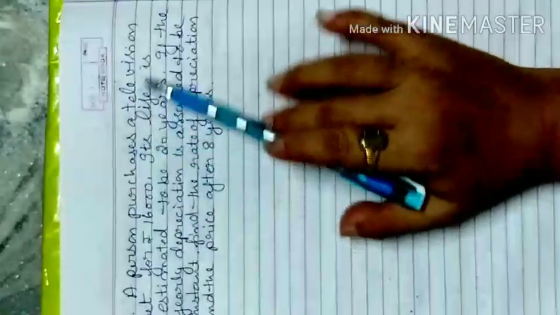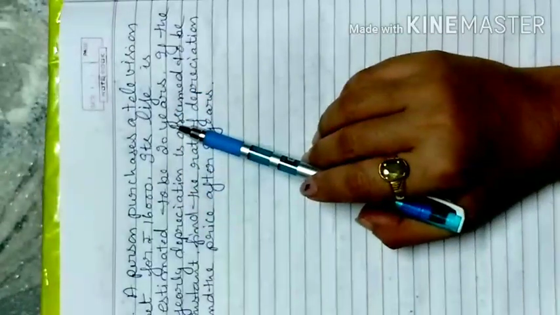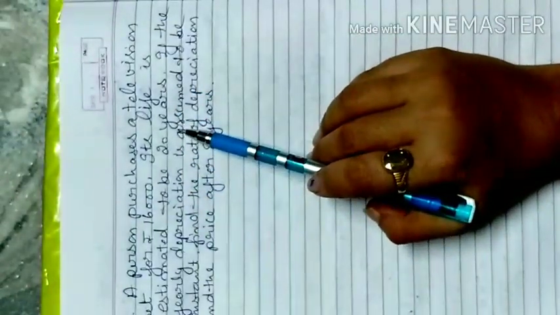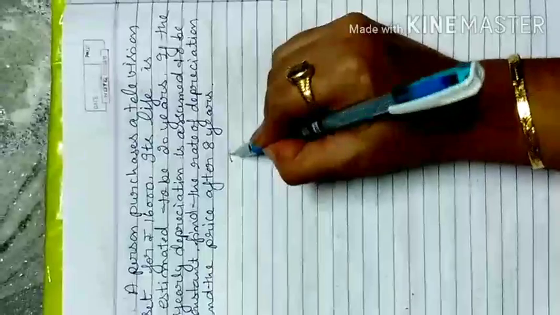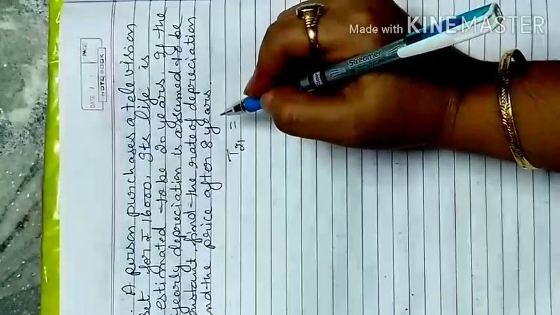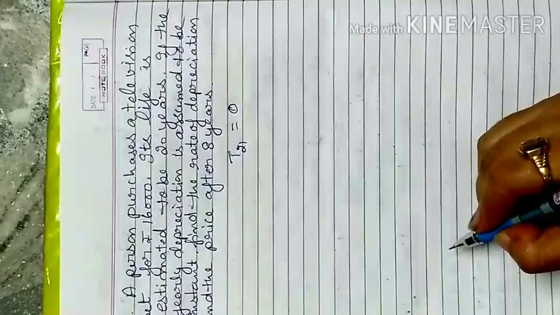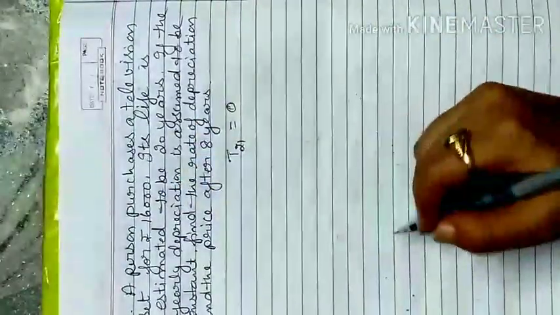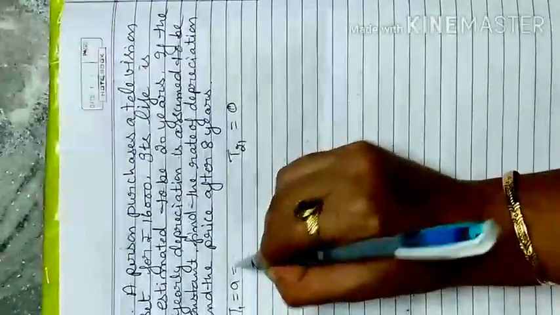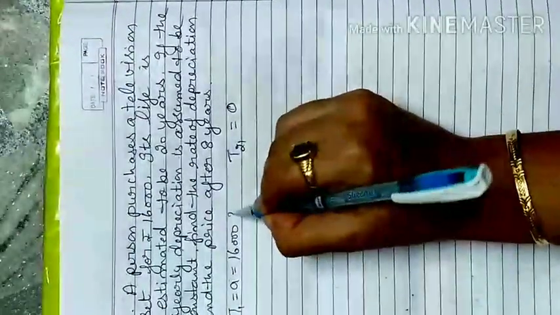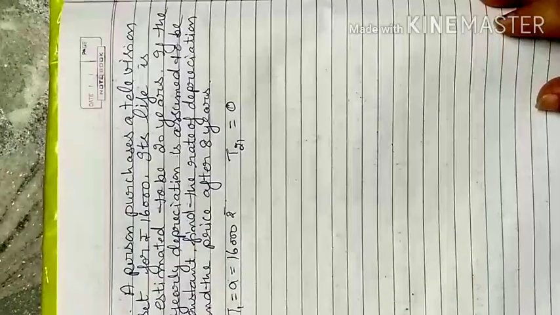If a person purchases a television set for 16,000 rupees, its life is estimated to be 20 years. 20 years means if it crosses 20 years, that television's value will become 0. That means after completing 20 years, when it enters the 21st year, this television's cost will become 0. And the 16,000, when he purchased it, is the value at that time. So that will be considered as our first term. At the very beginning the cost of the television is 16,000, and in the 21st year it becomes 0.